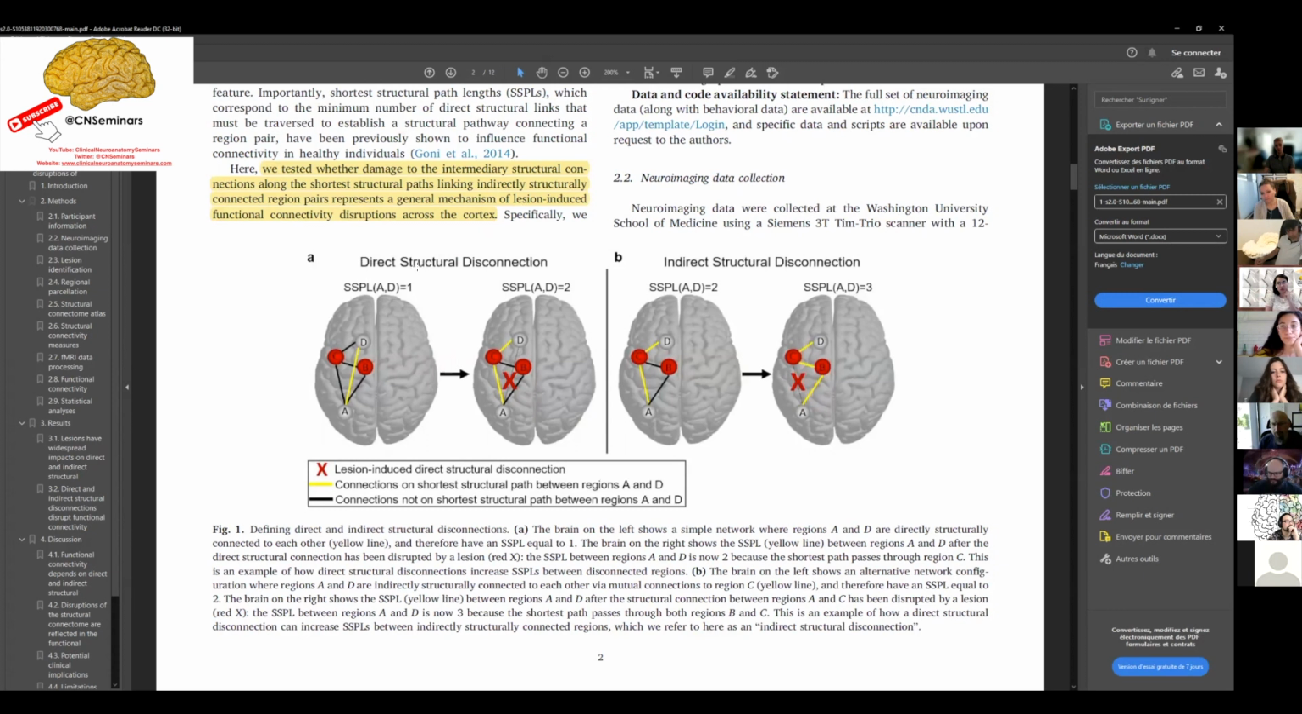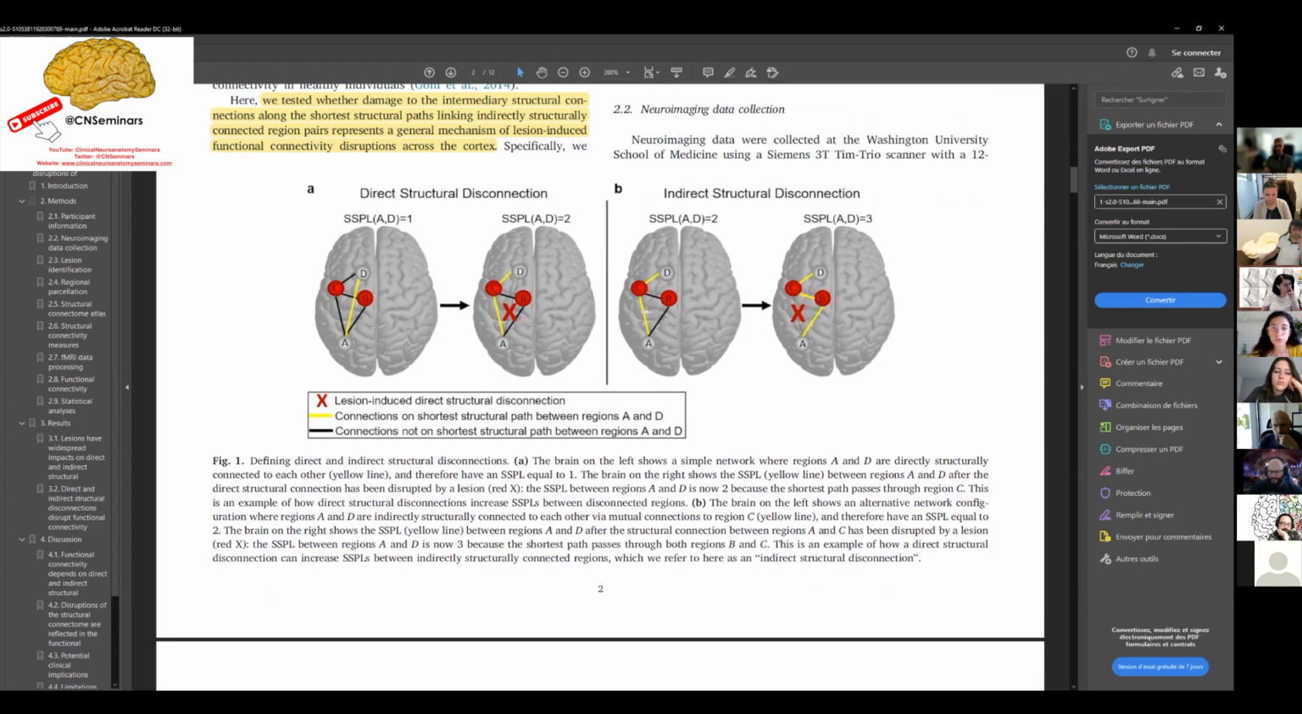And so there are direct structural disconnections here, as explained in part A of the figure, but there are also regions that are naturally not connected with a direct path, but still show resting functional connectivity. And it is assumed that this functional connectivity is possible through indirect structural connection. For example, on the left here, the SSPL of two, because it naturally requires two links through the white matter, going through one intermediate region.